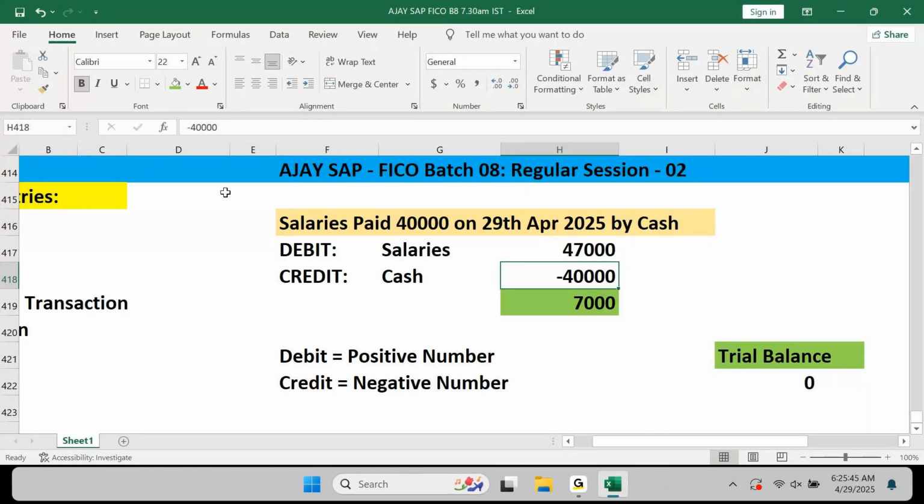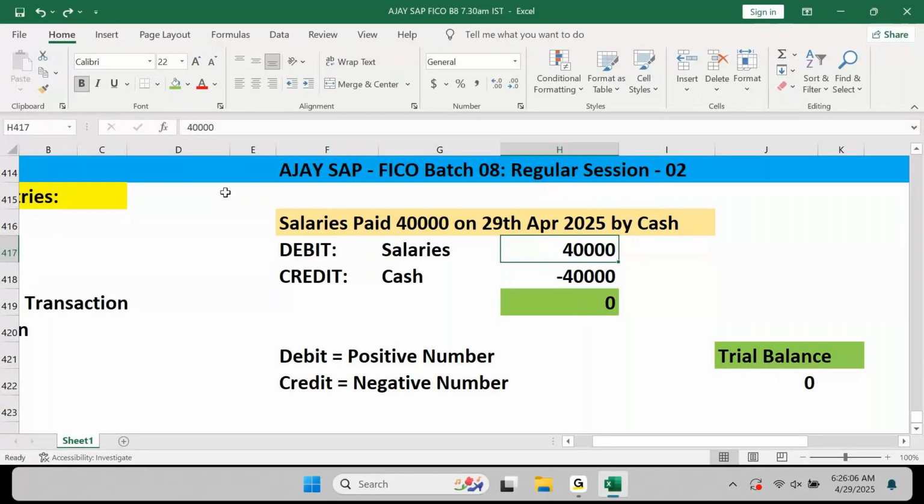Now to make this a correct accounting entry, either I need to change 47,000 to 40,000 or 40,000 to 47,000. Is that correct? Now I will make 47 to 40,000. Correct? I'll make 47 to 40. Now debit and credit are equal.